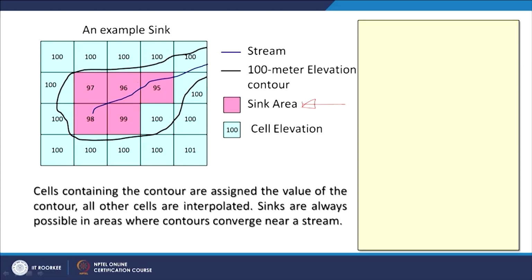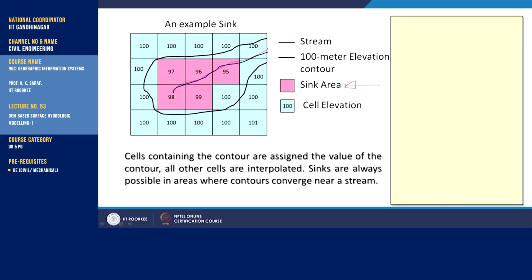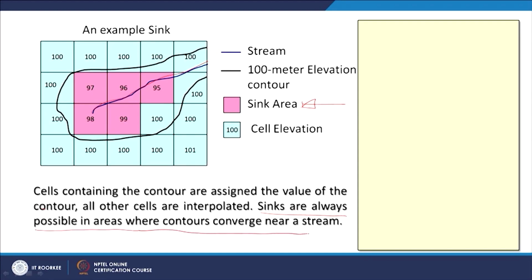These are not watershed boundaries, mind it, this is a contour line, and the stream network is also shown here. Basically, cells containing the contour line are assigned the value of the contour. All other cells are interpolated in a manner that no sink will be there. So, sinks are always possible in areas where contour coverage is near a stream.